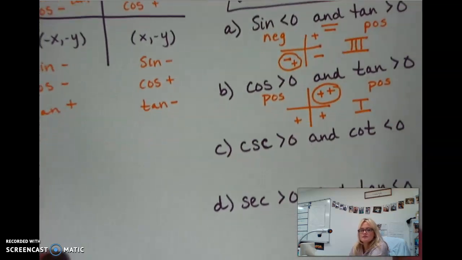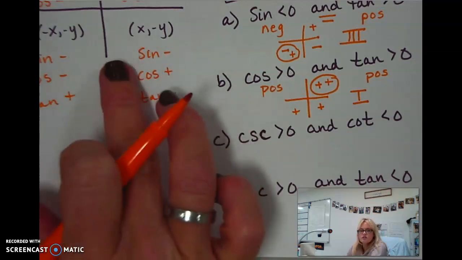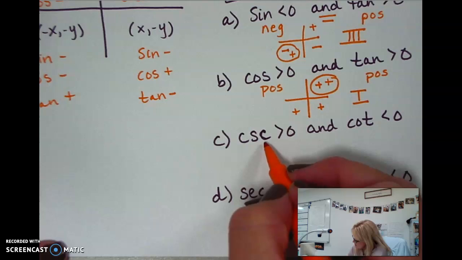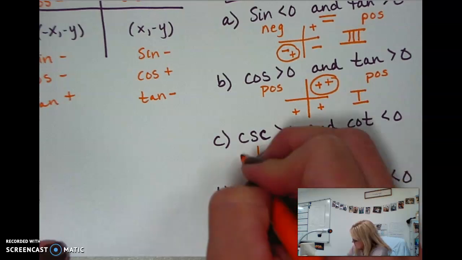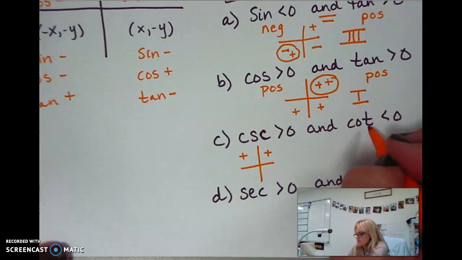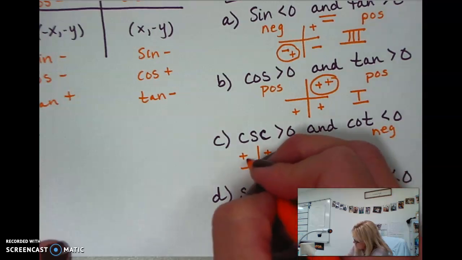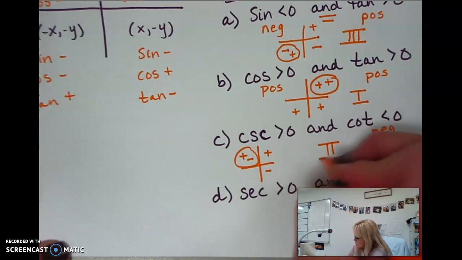Now, we didn't put cosecant, secant, and cotangent on our chart over here, but it's the same thing. Cosecant is the same as sine. So when is sine positive? Sine is positive in quadrants 1 and 2. Cotangent is the same as tangent. And when is tangent negative? In quadrants 2 and 4. So this lies in quadrant 2.